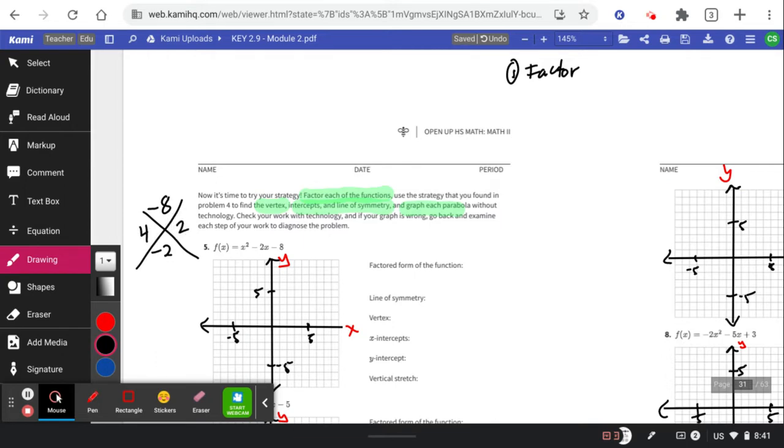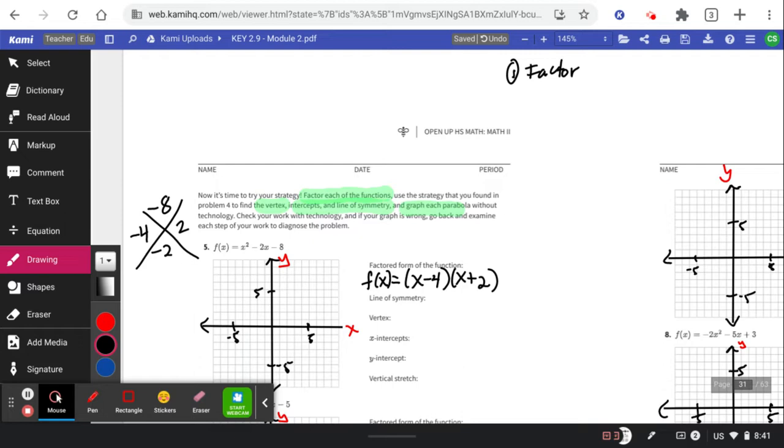And then which one gets the negative? Remember that your larger factor is always going to match the sign in the middle, which is negative. So my two factors, right here it asks for the factored form, are x minus 4 and x plus 2. So here's my factored form of the function.